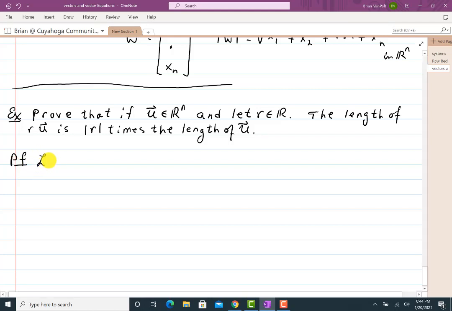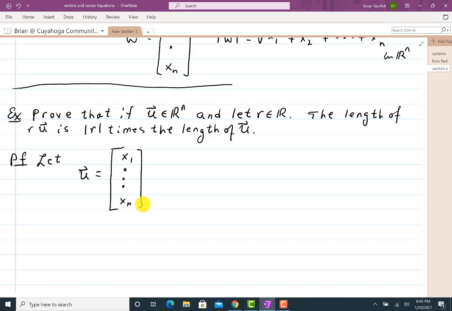Let U equal x1 dot dot dot xn. So I'm not specifying what it is. I'm just giving a general label for any typical vector in R to the n. So we're going to let that U equal that. And that implies that RU equals, so we're going to multiply each and every component by R.